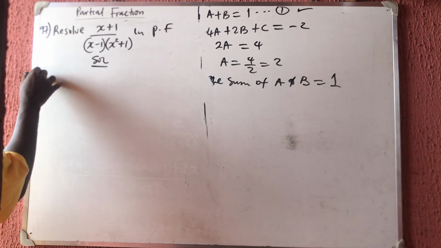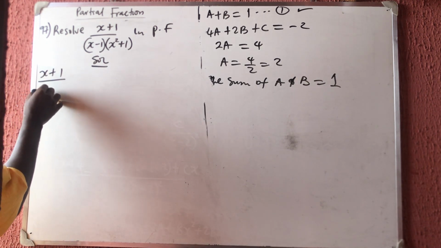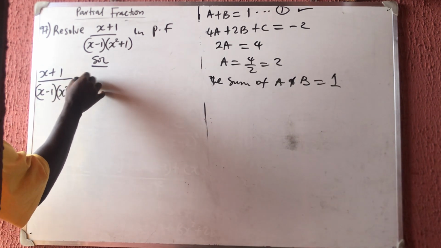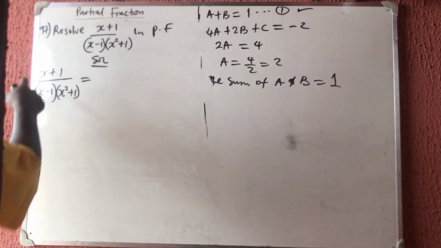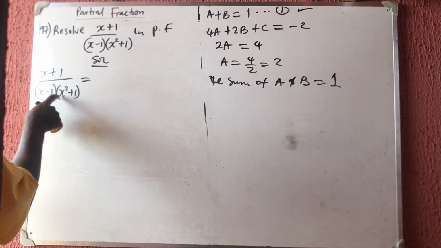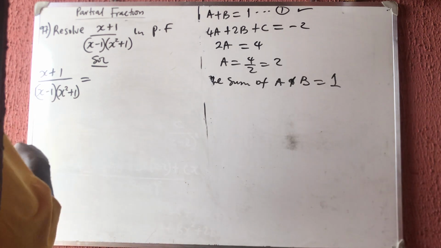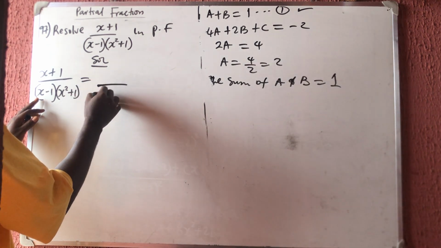Now I have x plus 1 all over x minus 1 and x squared plus 1. First of all, is it a proper fraction? Yes, because the highest power in the numerator is 1, while the highest power in the denominator is 3, because x times x squared will give you x cubed. So it's a proper fraction. So let us resolve. We're taking the first one, x minus 1.